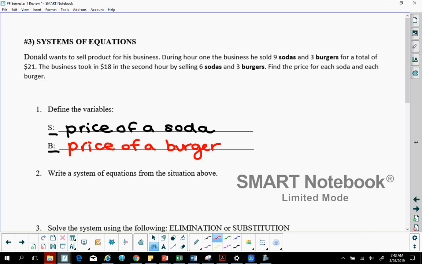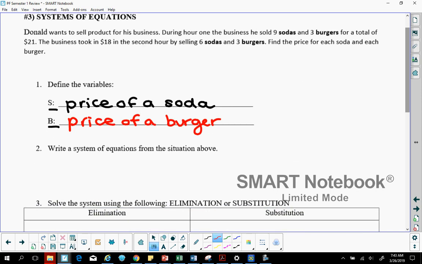Next I'm writing my systems down. So I see that there's 2 situations. There's hour 1 and then there's hour 2. So in hour 1, he sold 9 sodas. So 9, and what's the letter that goes after it? S, right? 9 sodas plus 3 burgers. And how much money did he get? 21 bucks, right? So we just write it. It's one situation, then the next.